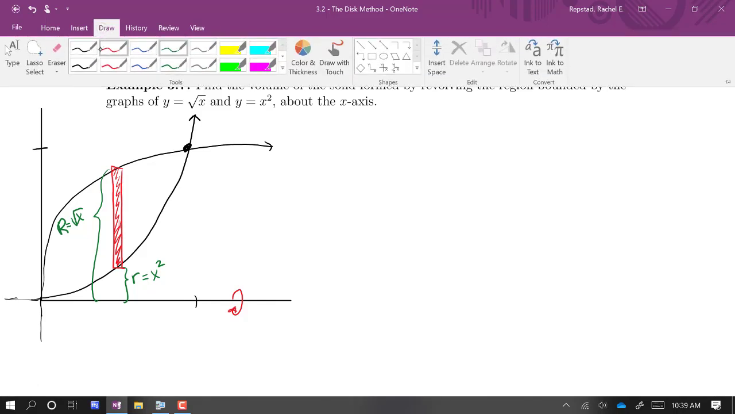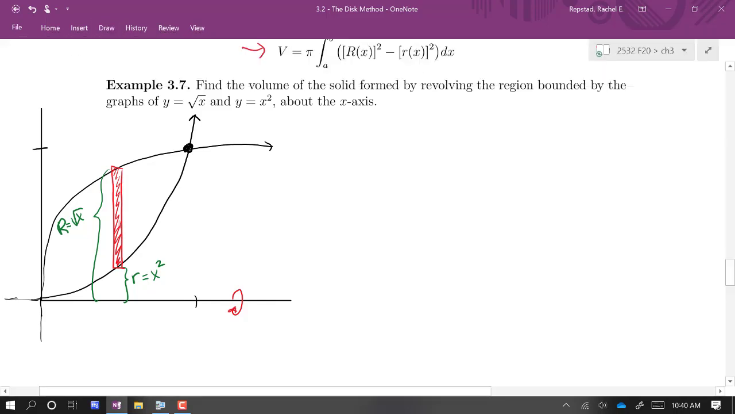So, let's see, I'm just going to put a little detail here. This point is 1, 1. Okay. So now, the volume of a sample washer looks like pi big R squared delta x minus pi little r squared delta x. And I can factor out the pi and the delta x, so I get pi times big R squared minus little r squared delta x.